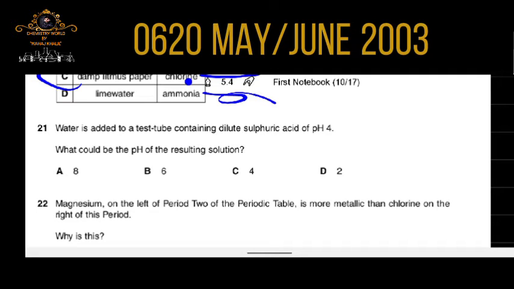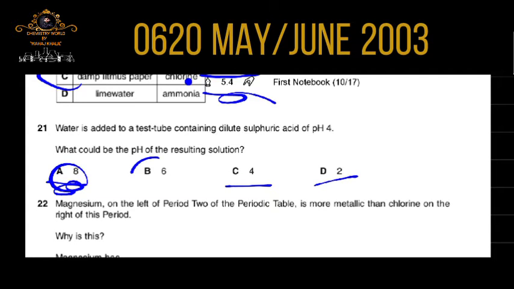Water is added to a test tube containing dilute sulfuric acid of pH 4. When water is added to the sulfuric acid, the pH increases. So what could be the pH of the resulting solution? Is it 4? No. It will be increased. Is it 2? No. Is it 8? No, 8 is basic. Is it 6? Yes. It is increased but still acidic.